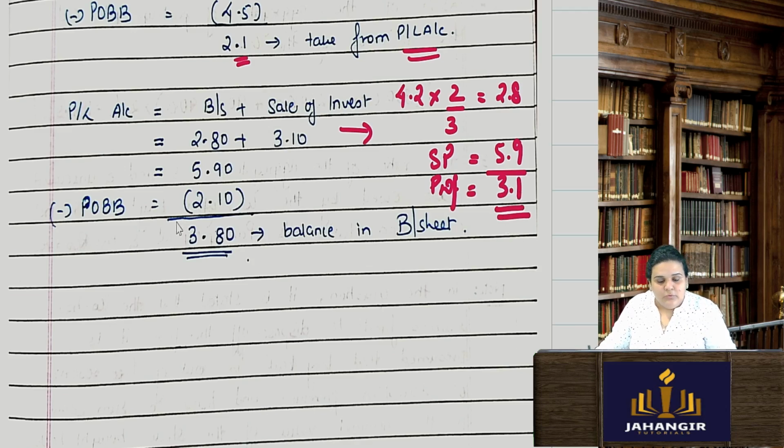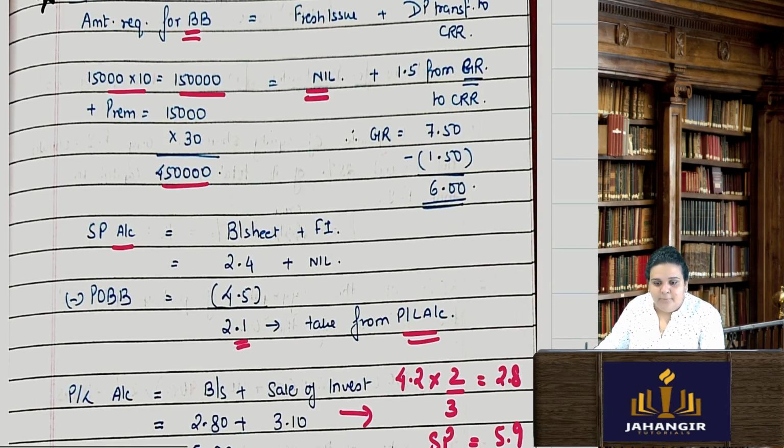Now profit and loss account, total amount I have is 5.9, from which I have to remove premium on buyback 2.1. So now I have a balance of 3.8 in my P&L account, which I can take in the balance sheet. Now I require 1.5 nominal value only. Premium I have already adjusted. I will always compare nominal value. Nominal value of the amount of buyback should be transferred to CRR.